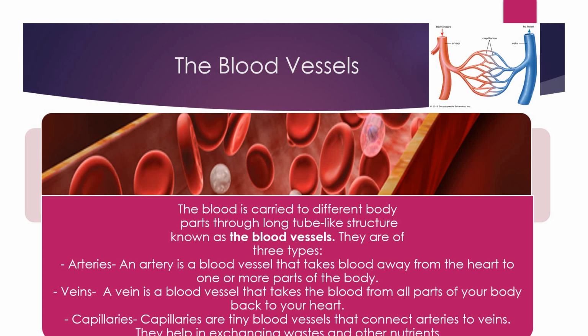Blood vessels. The blood vessels are thick or thin tube-like structures through which the blood is carried throughout the body. There are mainly 3 types of blood vessels: arteries, veins, and capillaries. Let's learn about each of them.